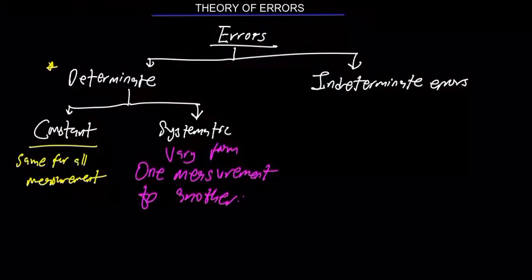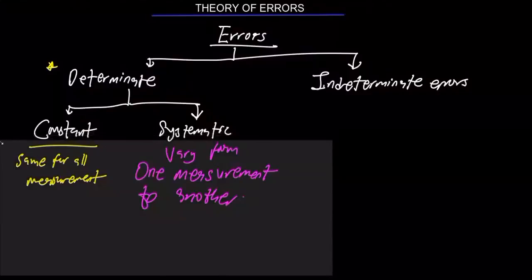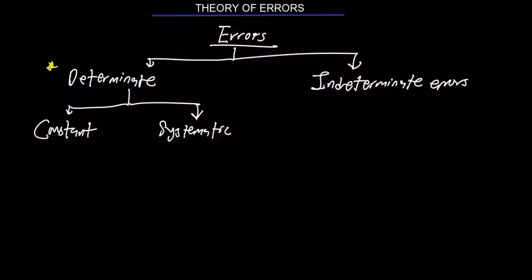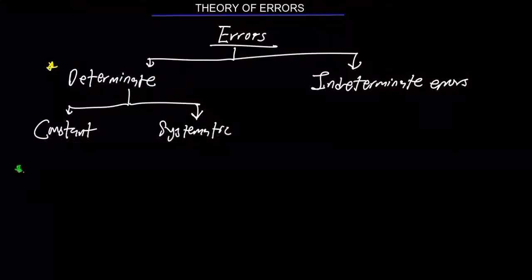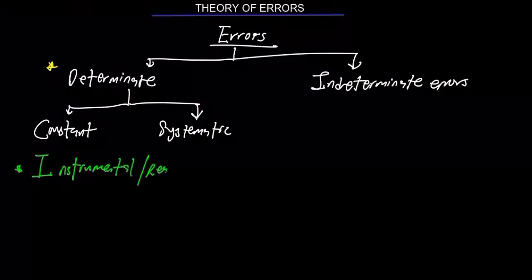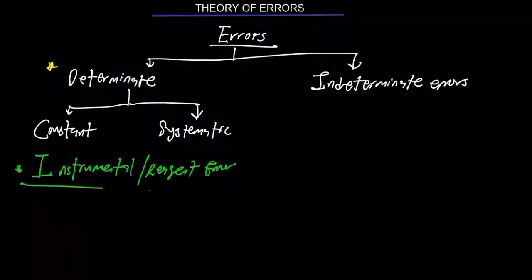So let's look at the types of determinate errors now, with an explicit explanation of each. So the first one is instrumental or reagent error. Now, what is instrumental or reagent error?